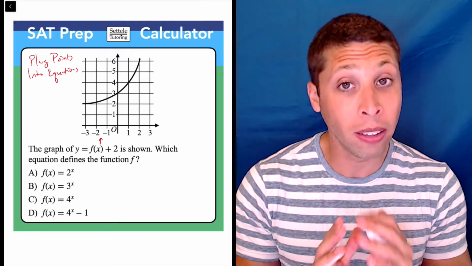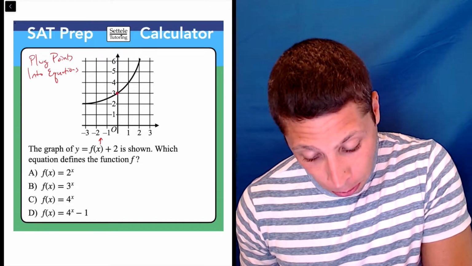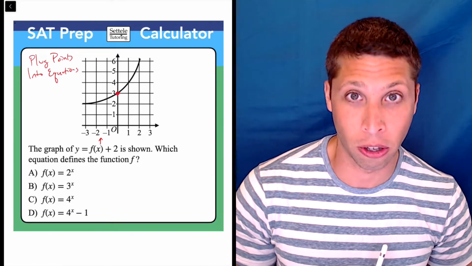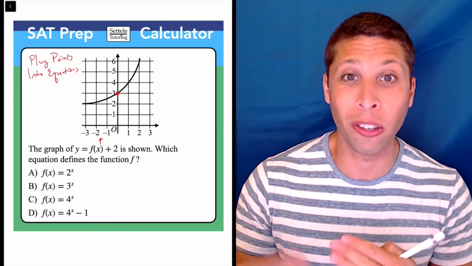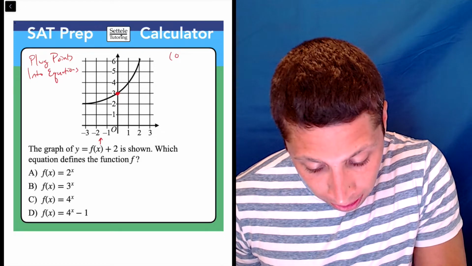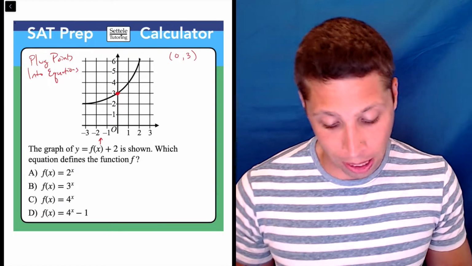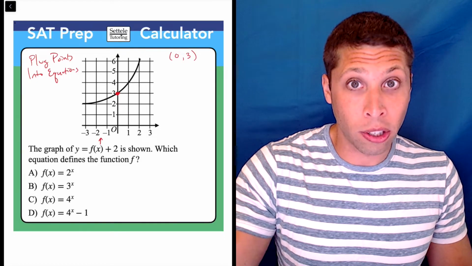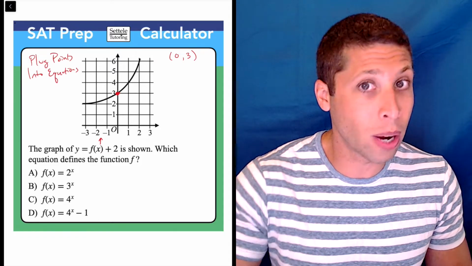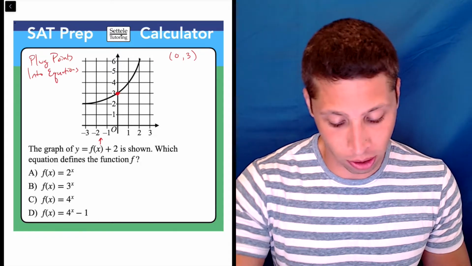What would we do? Well, I'd first start with the simplest point, which in this case is the y-intercept. That's almost always going to be an easy point to start with because one of the numbers is 0 and it's usually very easy to see on the graph. So that's my point. I'm going to even write it out here. The point is (0, 3). Now plug points into equations. So that point is supposed to go into the equation that's written in the question, not the choices, in the question.